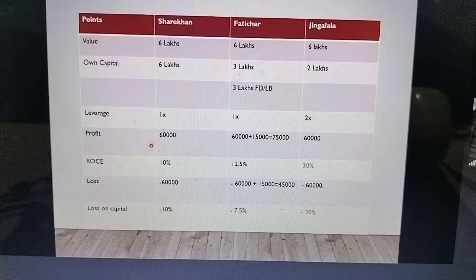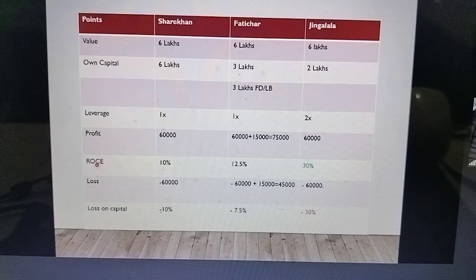Then profit: imagine they make 10% profit today. Sher Khan straight away gets 10% profit. Furniture, I'm telling this over a year, if the FD makes an additional 15,000 profit, his overall return will be 75,000 net. Whereas Jingalala, he has kept 2 lakhs, and he has made a profit of 60,000.